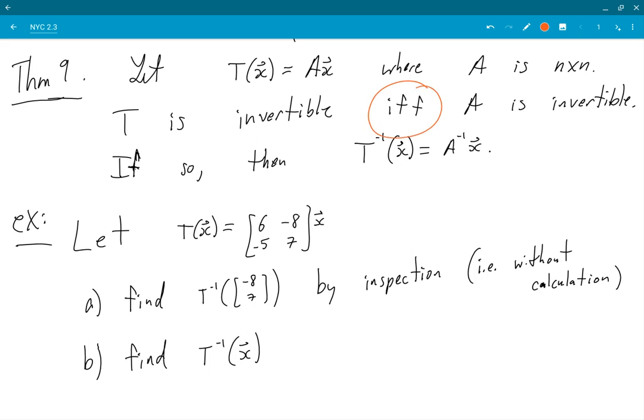If with two F's, that means if and only if. I can't remember if I've used this or not, but there you have it. Okay, the example.